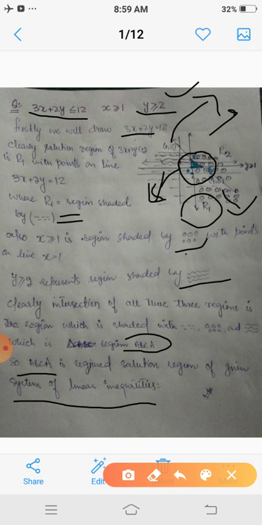So in this way you can solve any system of linear inequations graphically. So thank you.